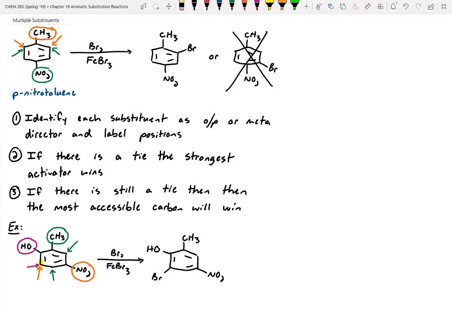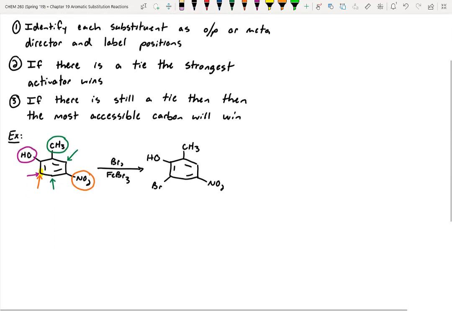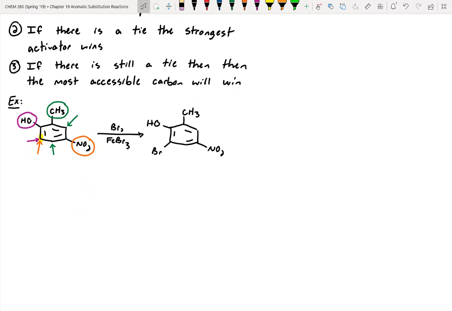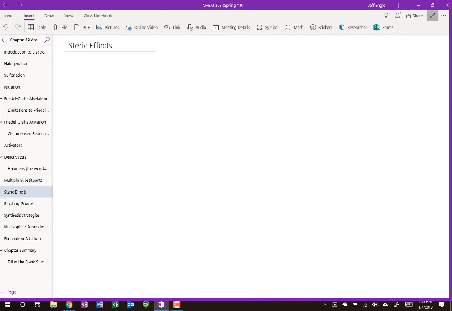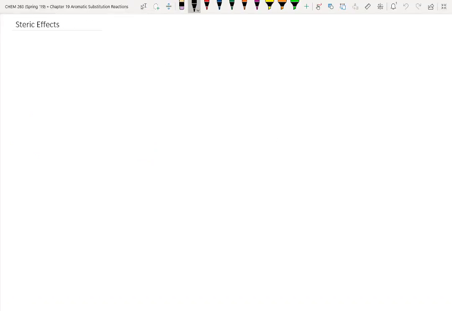And then we said if you run into these tiebreaker situations or situations where there's inconsistent arrows, then you immediately go to your strongest activator. That will be the one that will win out. And then after that, I said if there's still a tie, then the most accessible carbon will win. So I kind of want to get back to point 3 and take a look at that. Point 3 is assessing sterics, meaning how accessible a site is for electrophilic aromatic substitution. So let's take a look at steric effects in more detail.